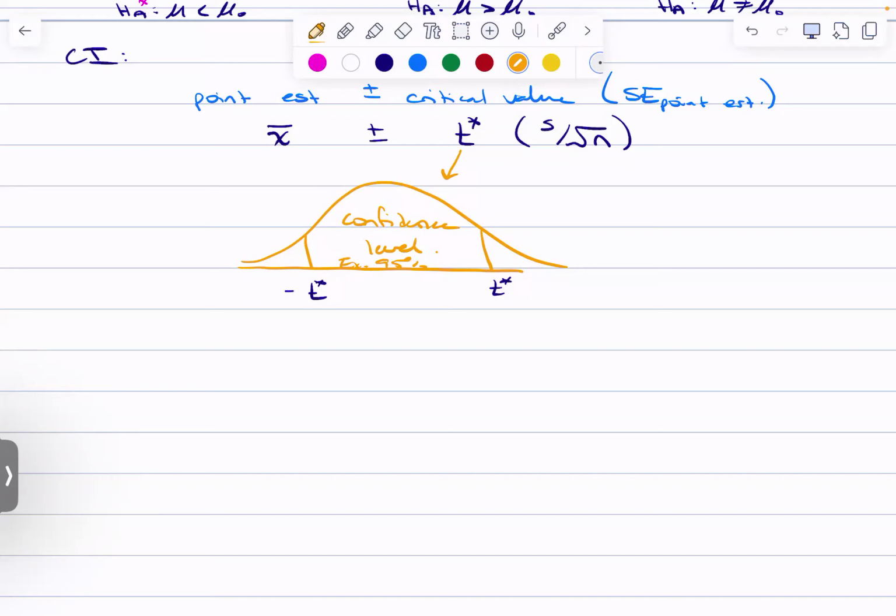Okay, so a little bit more work finding your T star, but the theory is the same as your Z star, right? It's just that Zs were fixed. Your interpretation for your confidence interval stays the same. We're 95% confident that this interval that we've built captures the population mean of whatever you're talking about. There. Now you know it. Now, let's do an example.